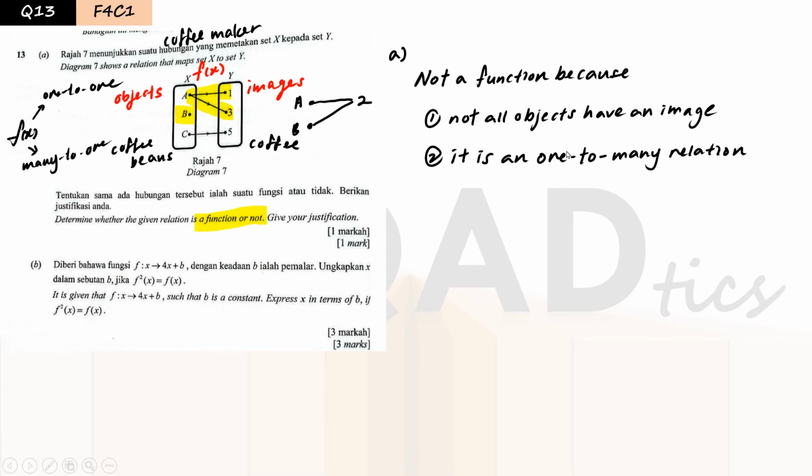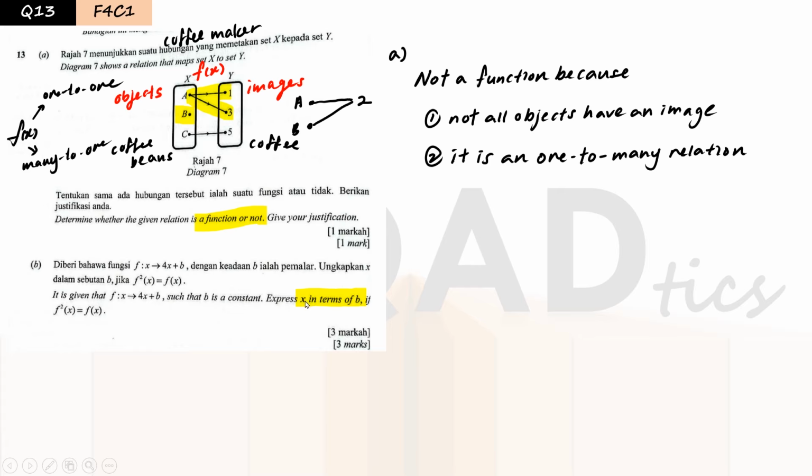Okay, so our conclusion here is it is not a function because not all objects have an image, which is the object B here, and it is a one-to-many relation because here is the object A. It has one-to-many values. And for part B, we are given this function f of x, and we need to express x in terms of b using this equation.